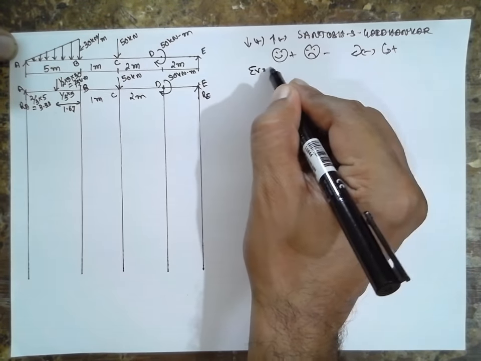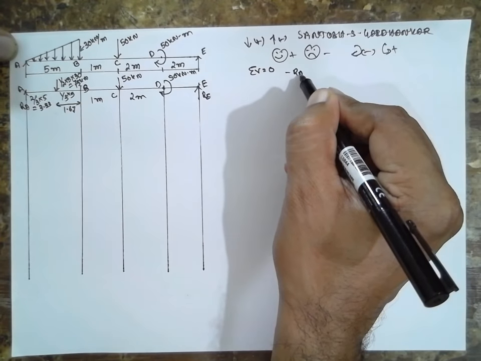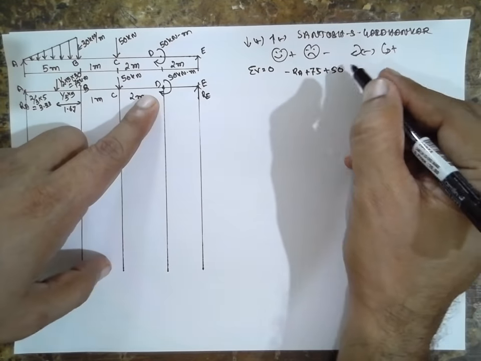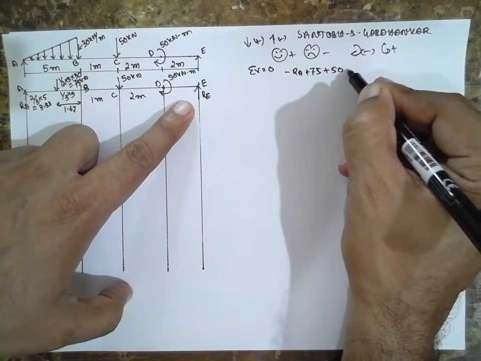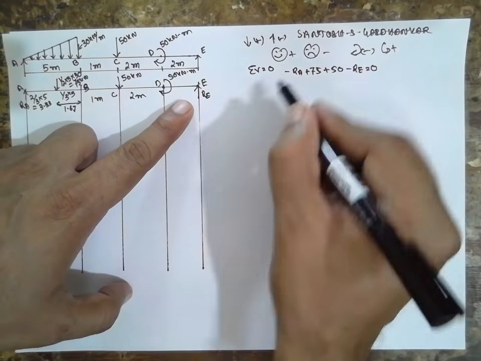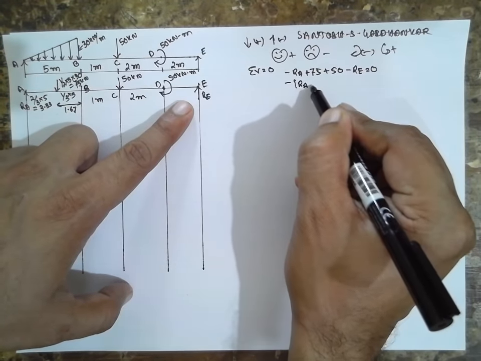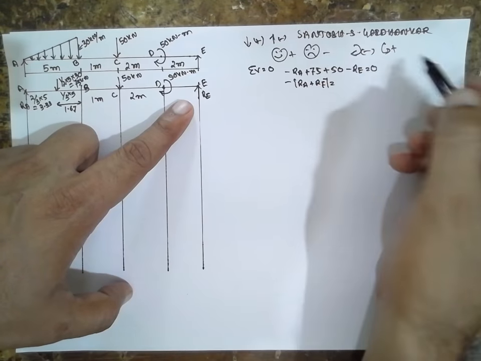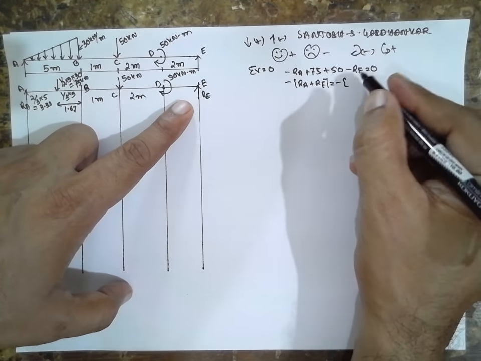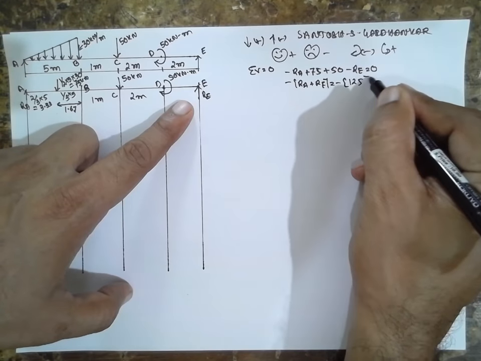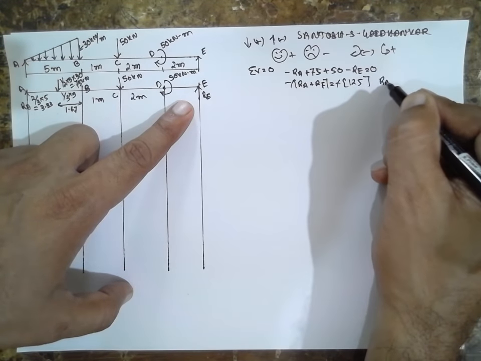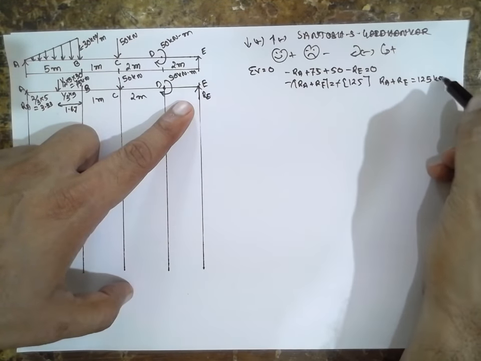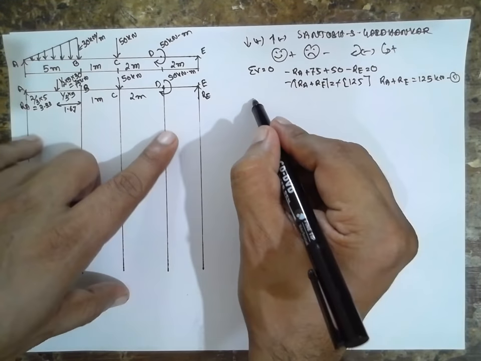Now, sum of vertical forces is equal to 0. Minus RA plus 75 plus 50 minus RE is equal to 0. The couple doesn't have any effect on the vertical force. Minus taken common, RA plus RE. If you bring this term this side, it becomes minus 125 kilonewton. Minus minus gets cancelled. RA plus RE is 125 kilonewton. Equation 1.